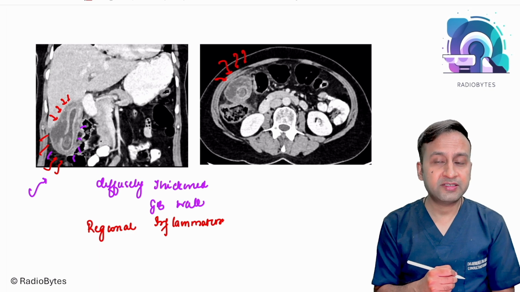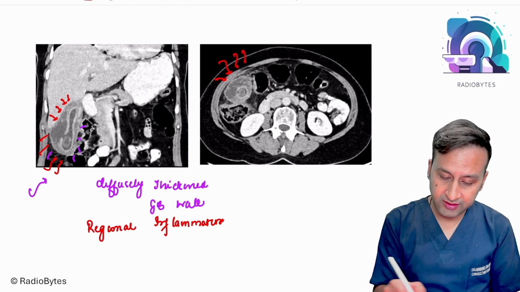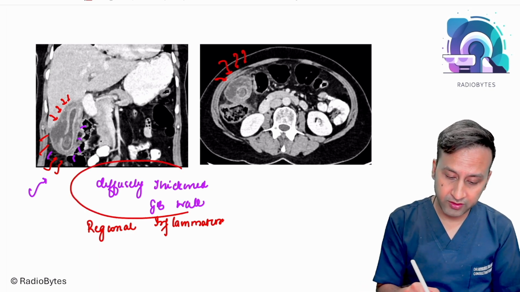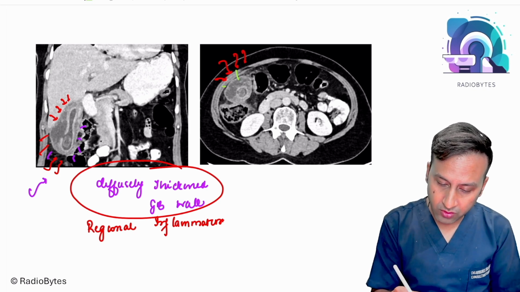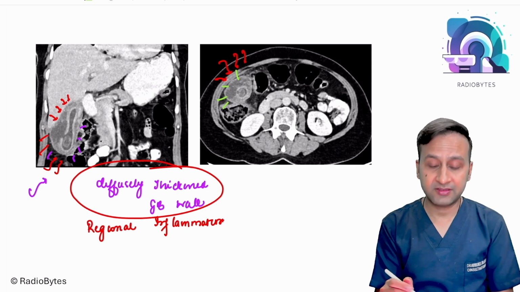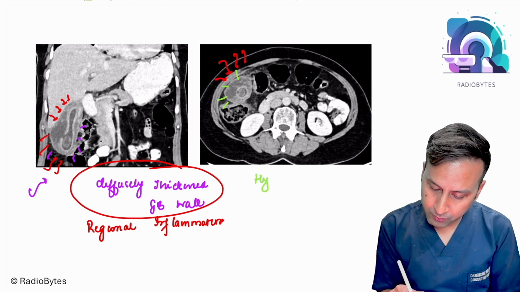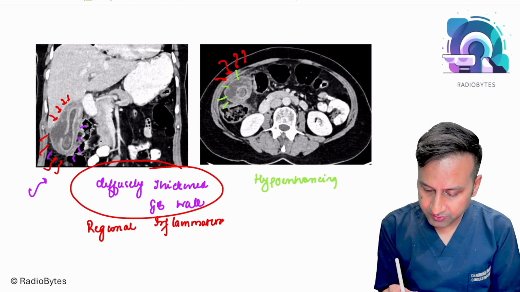What can you see on this axial image? On this axial image, you can see again a diffusely thickened GB wall, something that we've already seen. Also, we can see that within the thickened GB wall, there are multiple hypo-enhancing areas. So we have hypo-enhancing areas in the GB wall.